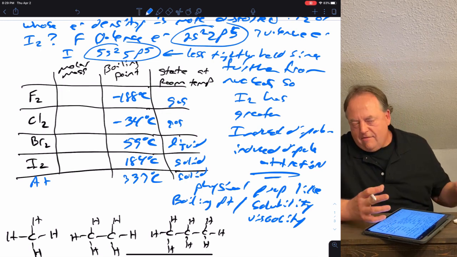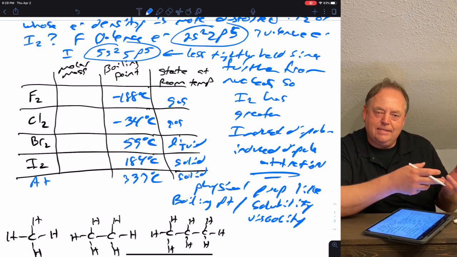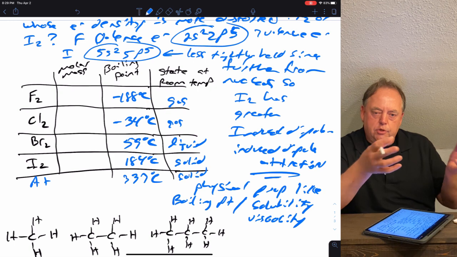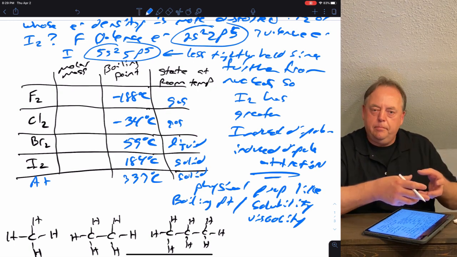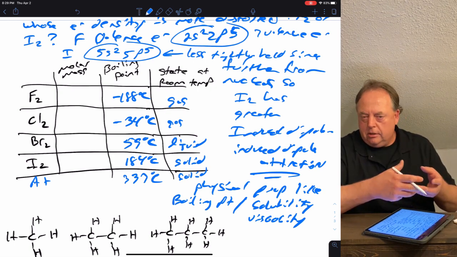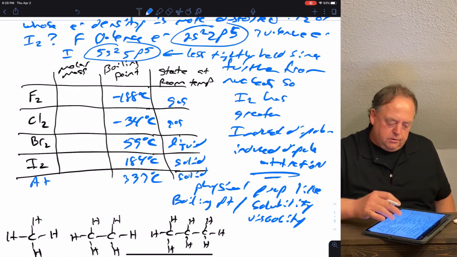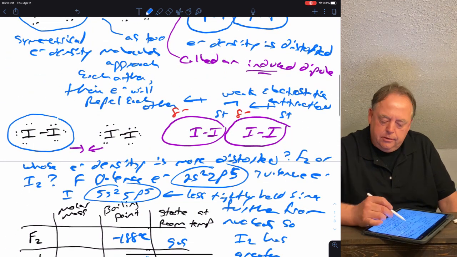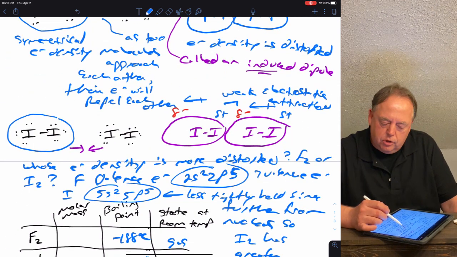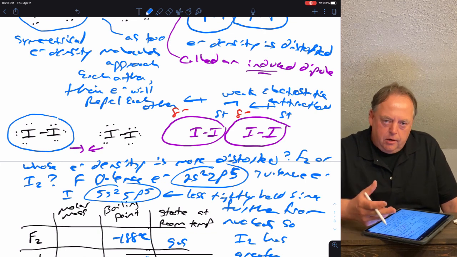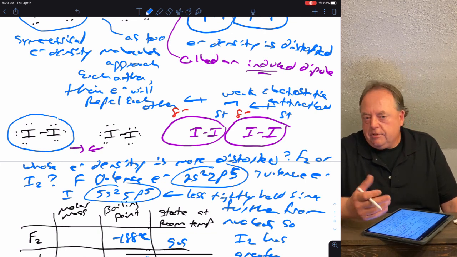So molecules that are not very attracted to each other are going to tend to be gases. But the more molecules are attracted to each other, they would liquefy at some point, and if their attractions are strong enough, they would solidify. And so the fact that I2's induced dipole attractions are stronger, it's going to have a higher boiling or melting point in this case.